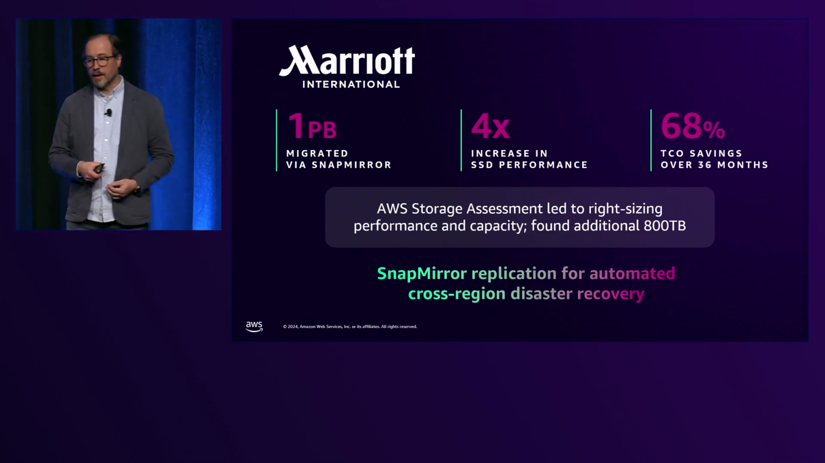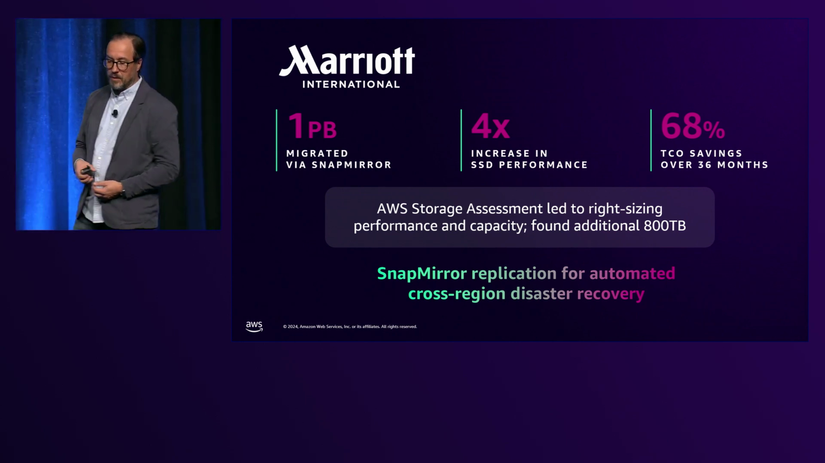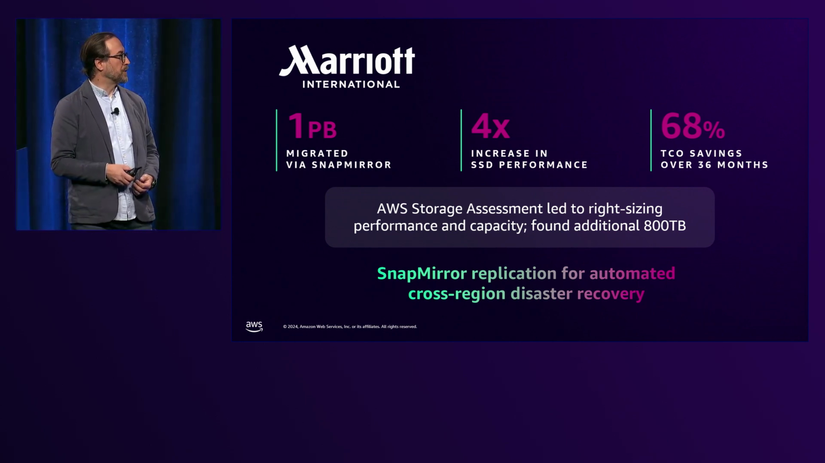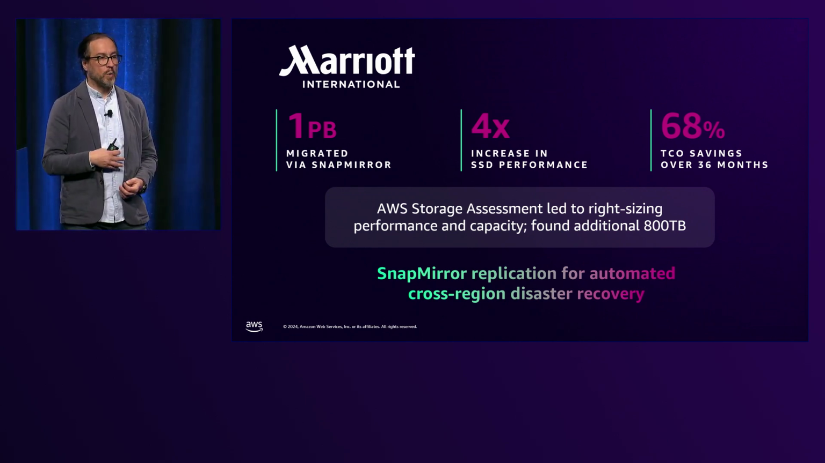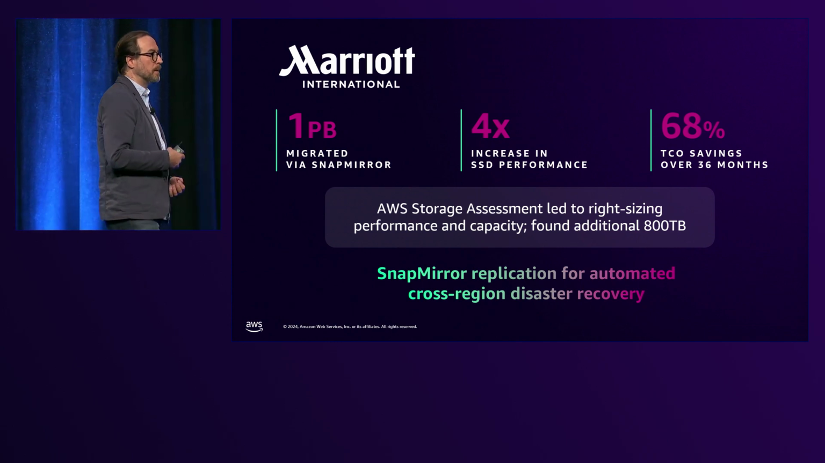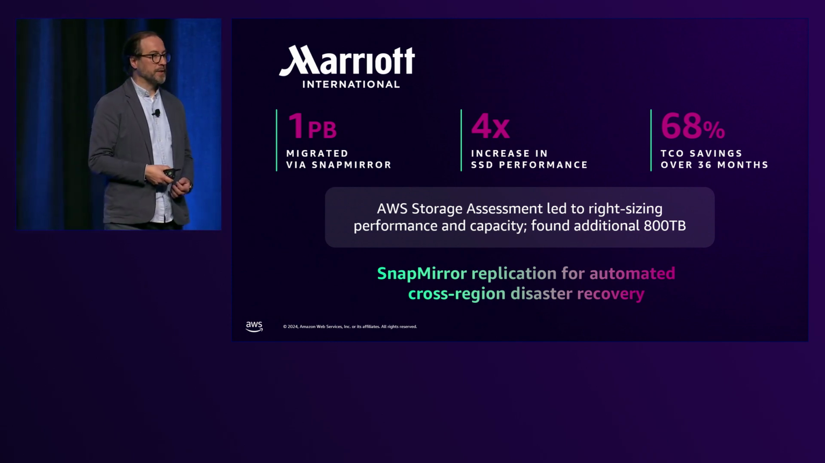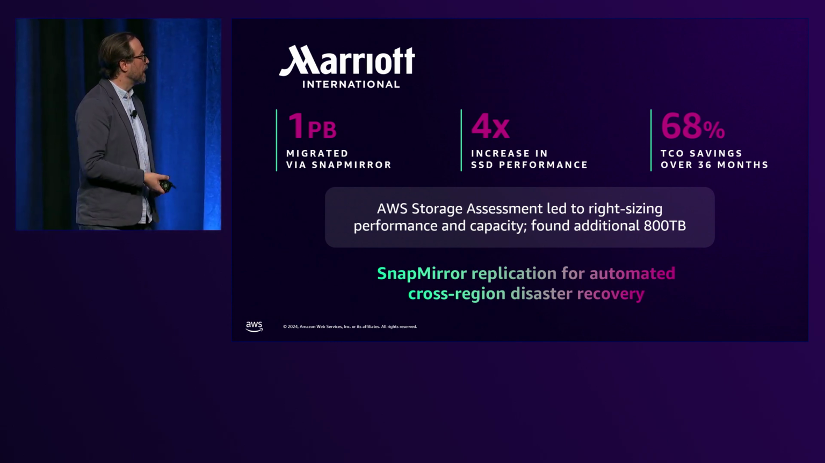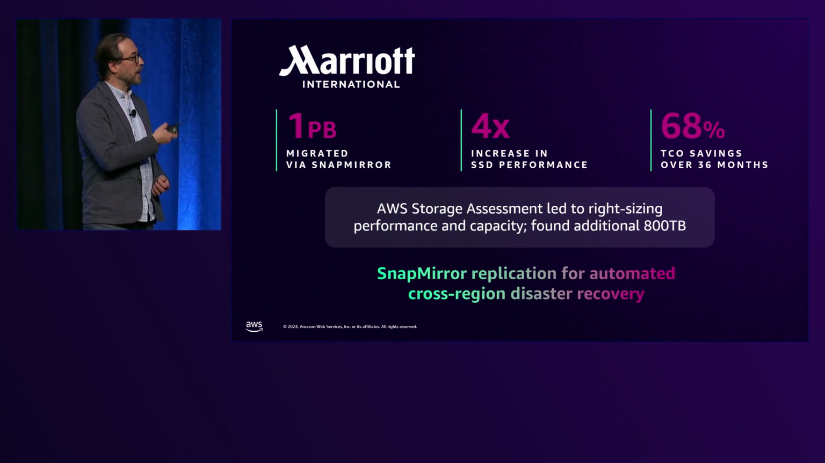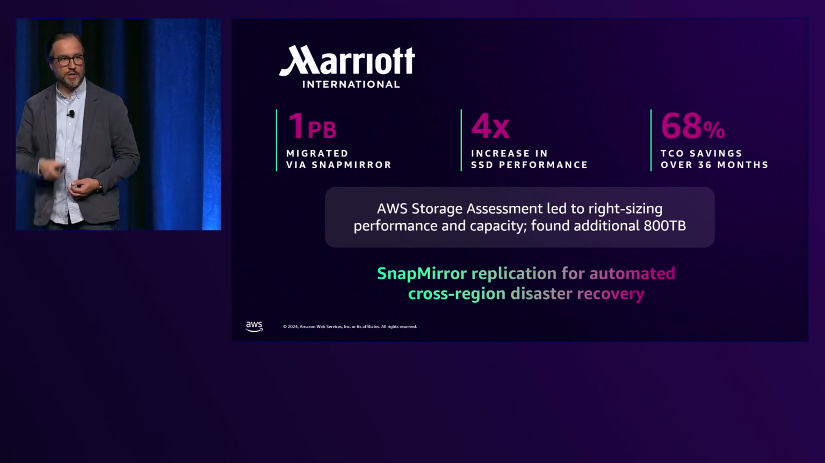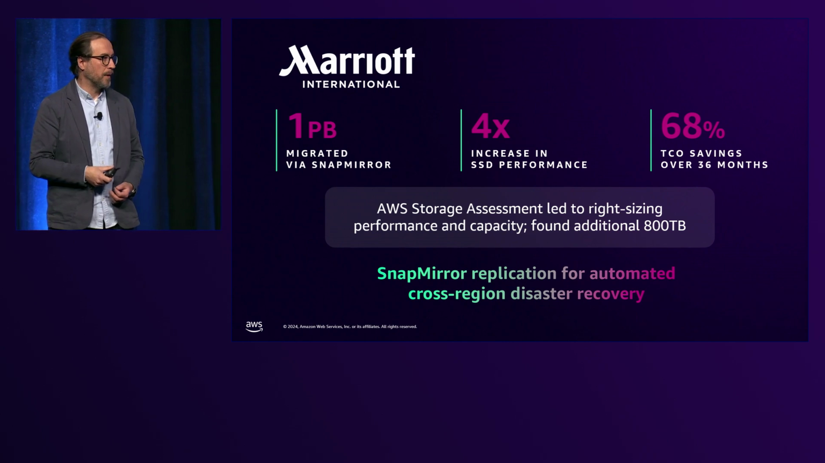So they had that secondary copy, and they were able to meet their compliance requirements. So they're able to get over to AWS quickly, and they're able to have better DR than they were able to get on premises with this type of SnapMirror. So that's for Marriott. If you have more questions about the storage assessment, I'll be around after, and I can talk about that as well.